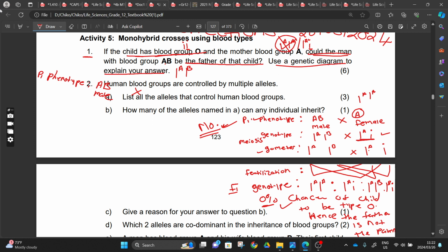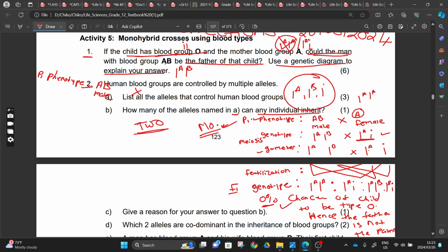And then number 2: human blood groups are controlled by multiple alleles. List all the alleles that control the human blood group. It's A and it's B and it's i. And then how many of the alleles named can any individual inherit? Only 2. You can have A, B, or i, but you will only inherit 2.